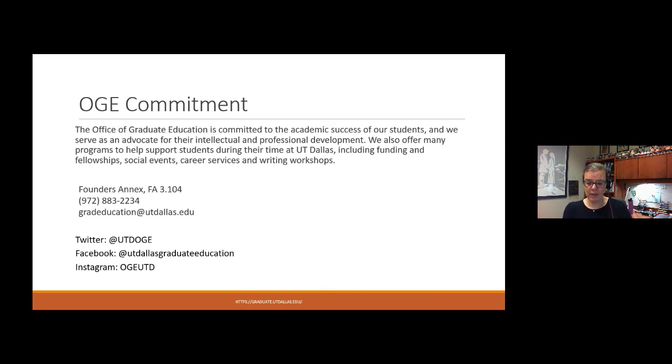We are here on campus right now. We're in the Founders Annex, which is a cute little building, kind of in between two buildings. If you're a Harry Potter fan, I consider it sort of Grimmauld Place. But there's our phone number.